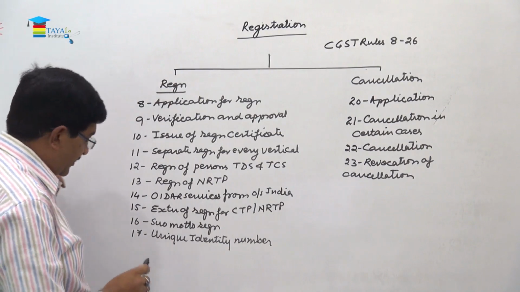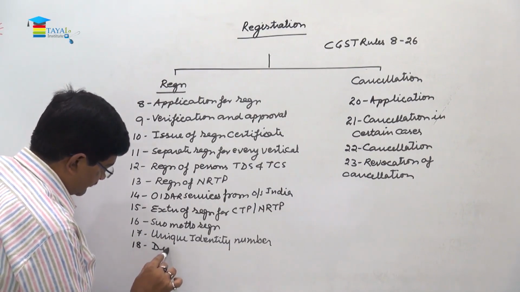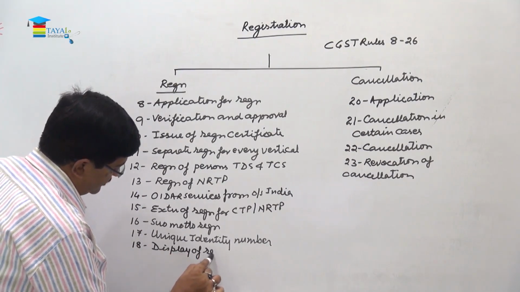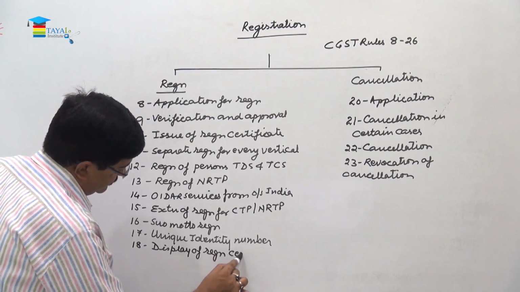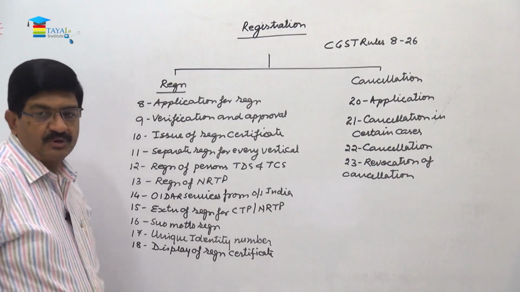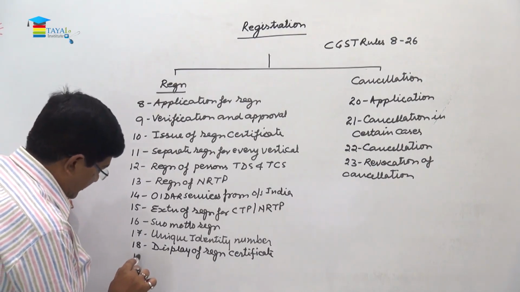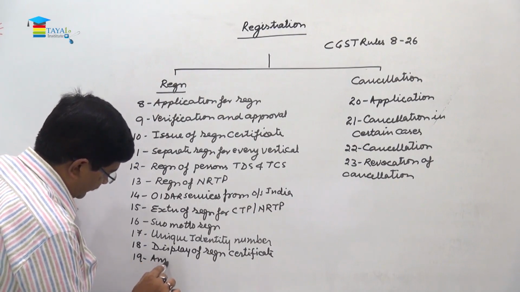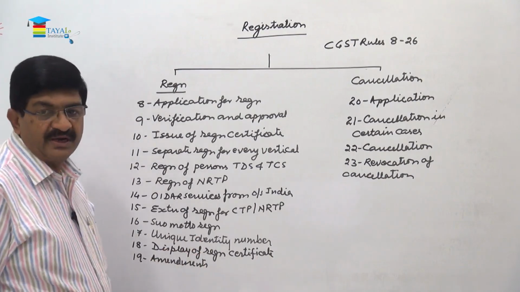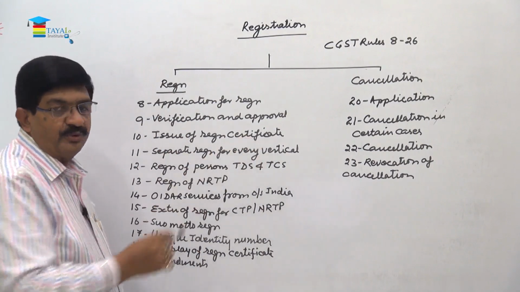Rule number 18, this talks about display of registration certificate. So every person who is registered is required to display that thing. And number 19, this is relating to amendments. So friends, these are all the relevant rules. Rule number 18 to rule number 23.